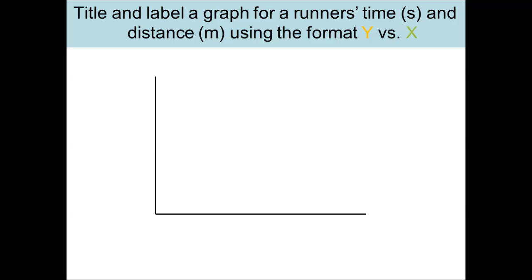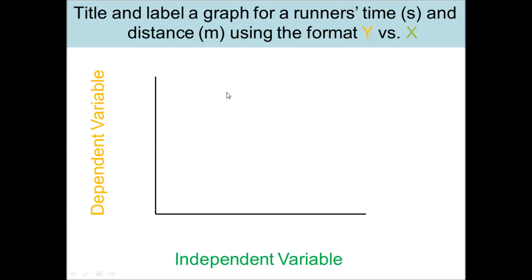So what I would look at is I see runner's time and I see distance. I need to ask myself, well, which of those is independent of the other one? We really can't control time. So time typically is going to be our independent variable, and then the distance that they run depends on how long they've been running for. So that's your dependent variable. So our dependent variable is going to be the distance that they ran. Our independent variable is going to be their time, and we need to label units of seconds.